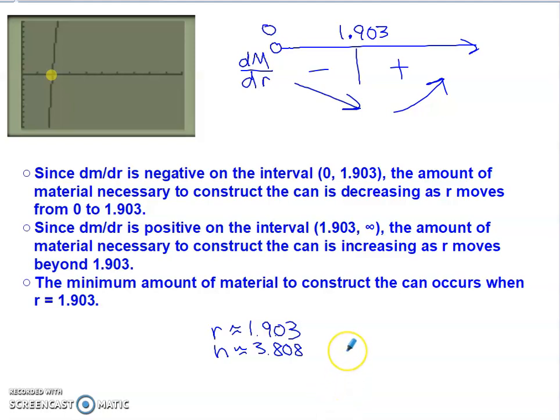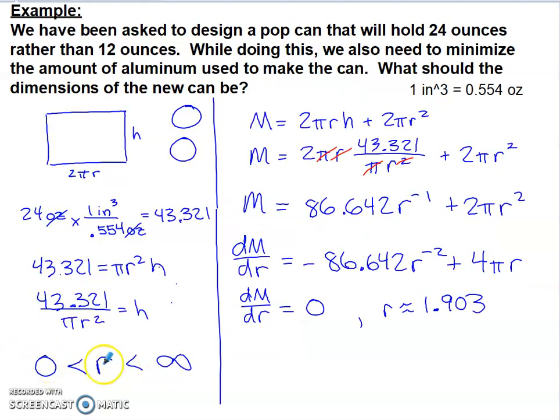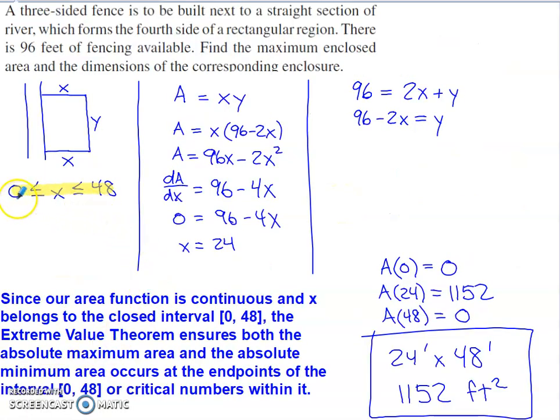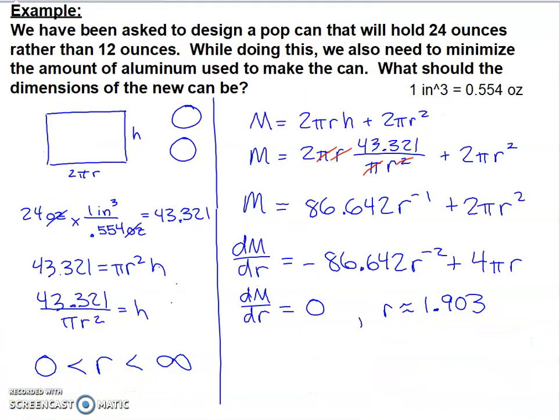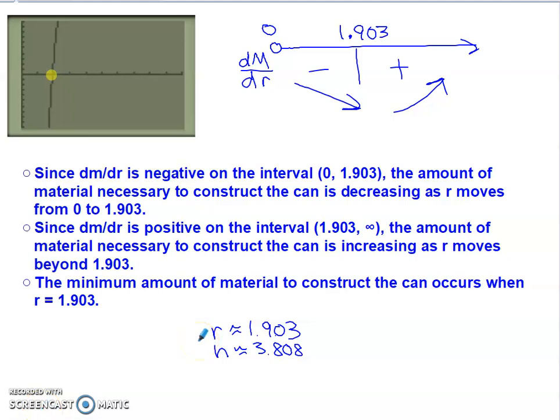Again, the justification in an optimization problem is going to vary. It's entirely dependent on whether or not you have an open interval for the variable in the formula you're trying to optimize, or if you have a closed interval. If you have a closed interval, you can rely on the extreme value theorem. If you have an open interval, you have to do things a little bit differently, use a sign chart, and then verbalize that logic that you're applying to the sign chart.